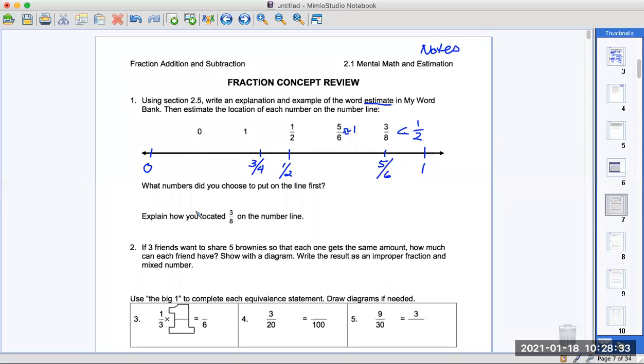Okay. What number did you choose first? Of course, 0 and then 1. That's always the beginning and the end. That's your spectrum. And then I always like 1/2. Cuts it in half, right? Explain how you located 3/8, a little less than 1. No, a little less than 1/2. Because 4/8 is equal to 1/2. And 3/8 is a little less than 4/8, right?